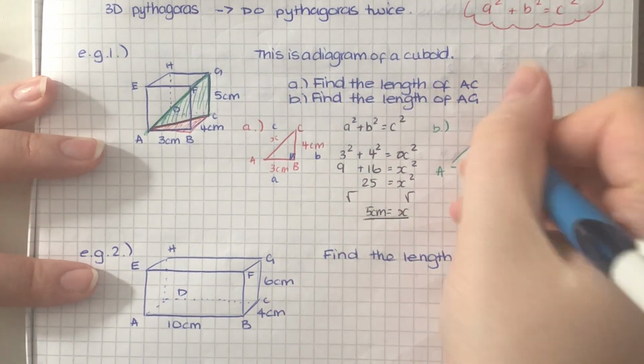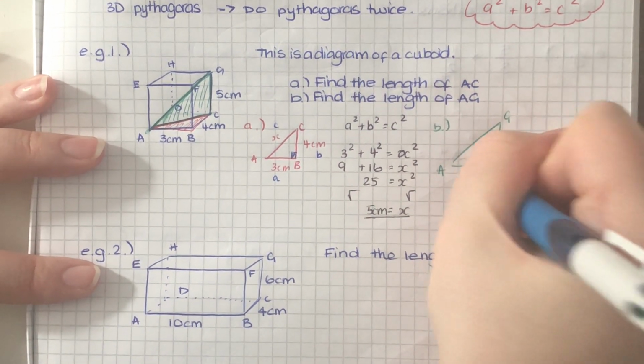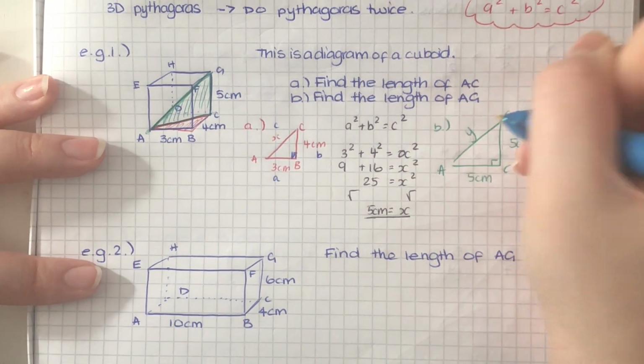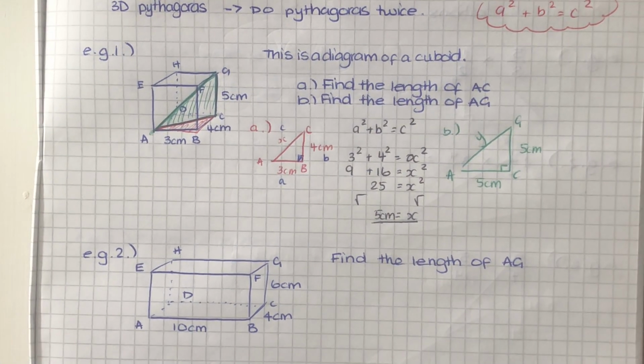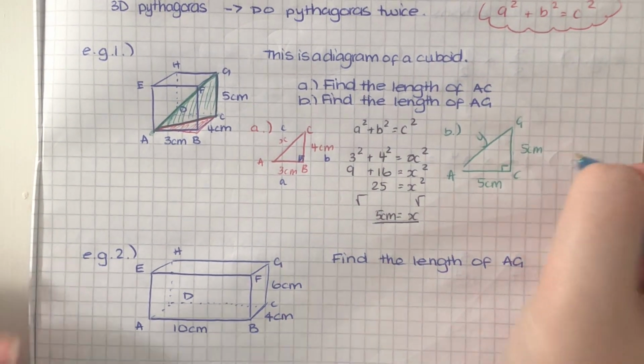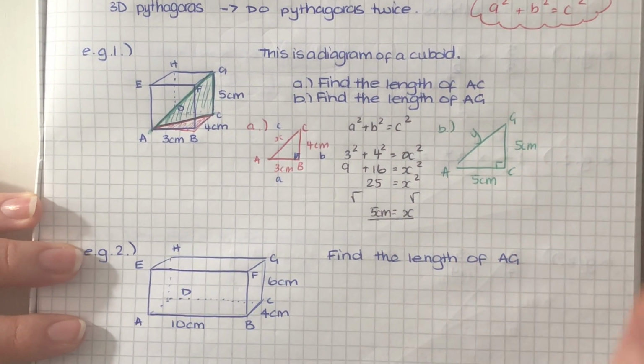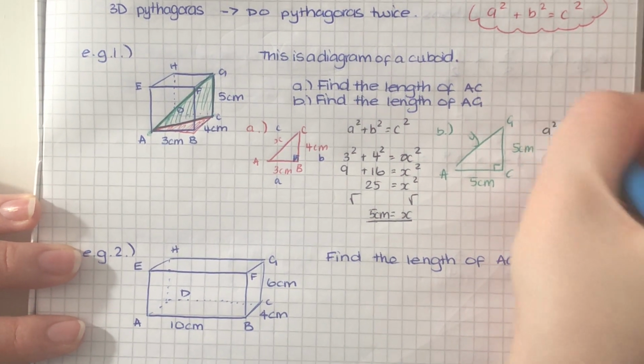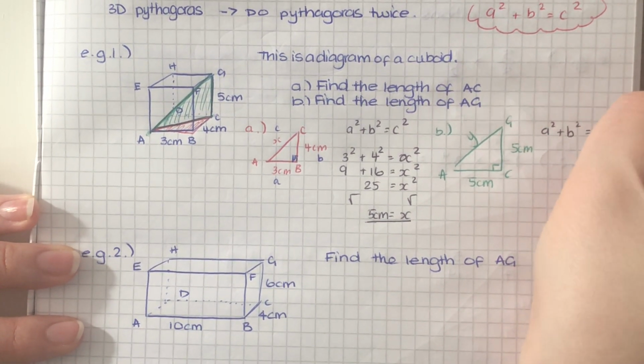AC is what we just worked out, which is also 5. Okay, and we're working out this length here. I'm just calling it Y just because it's a different letter to the first one. And again, you just use Pythagoras. So a squared plus b squared equals c squared.